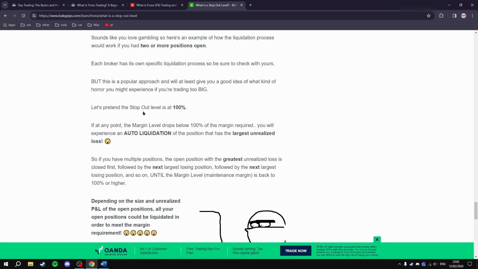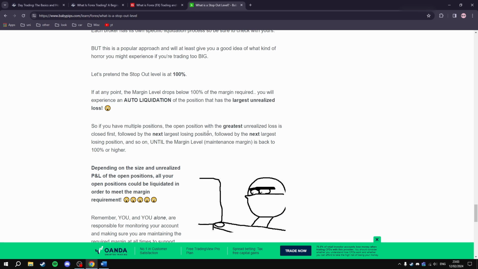Let's pretend the stop out level is at 100%. If at any point the margin level drops below 100% of the margin required, you will experience an auto liquidation of the positions that has the largest unrealized loss. So if you have multiple positions, the open position with the greatest unrealized loss is closed first, followed by the next largest losing position, and so on, until the maintenance margin is back to 100% or higher.